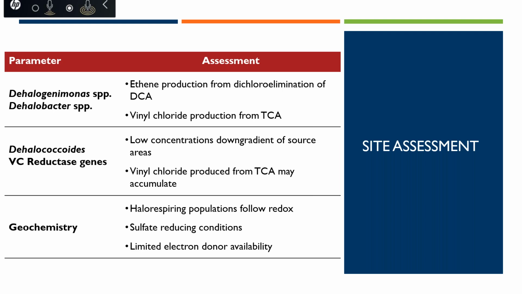So to sum up the initial site assessment, there were moderate concentrations of Dehalogenimonas and to a lesser degree Dehalobacter. Dichloroelimination of TCA was producing vinyl chloride under the prevailing subsurface conditions. With Dehalococcoides and vinyl chloride reductase gene copies low across most of the source area, vinyl chloride was going to accumulate. The only exception was limited areas where the volatile fatty acid production from residual polyglycols led to significant sulfate reduction in substantial Dehalococcoides populations.